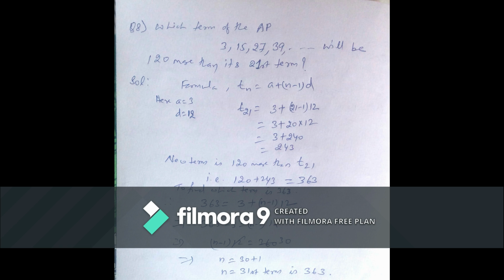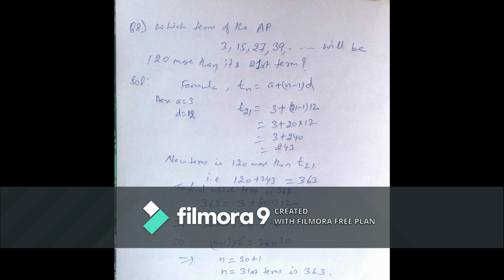Why? 15 minus 3 is 12. So the 21st term we can find by placing the values of a and d: 3 plus (21 minus 1) into 12, and we got 243. So T21 is 243. Now what is the question? The question is saying which term of the AP is 120 more than its 21st term. So the 21st term is 243, and if we add 120 to it, we get 363.